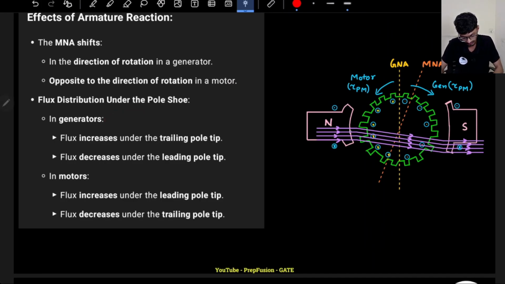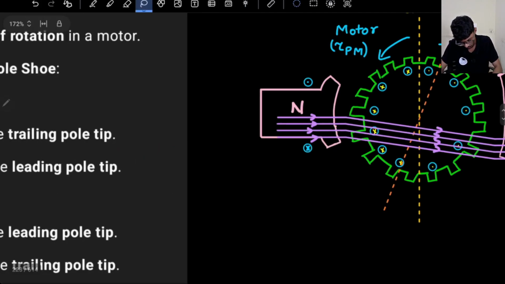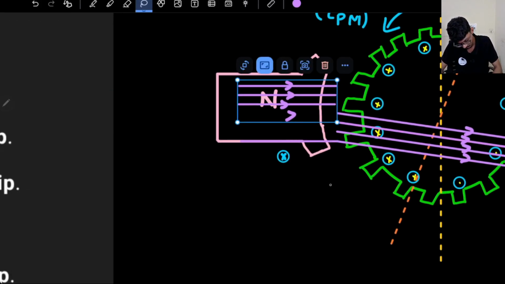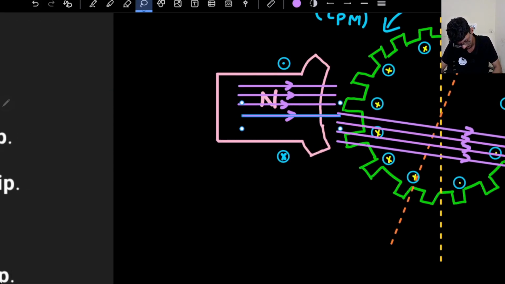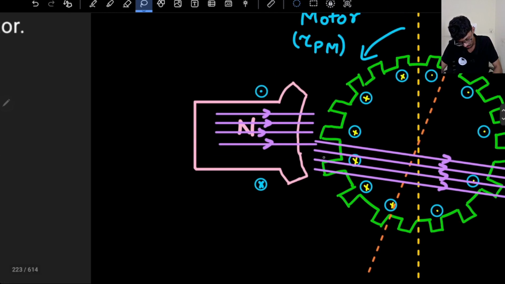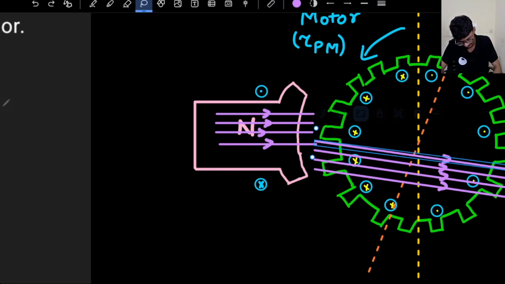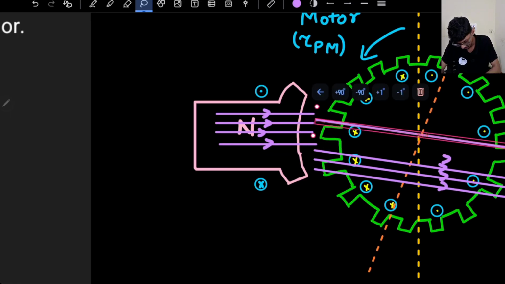So the resultant flux distribution is something like this, right? More flux goes downwards. So what I observe is, in case of generator, the flux increases under the trailing tips. Actually this should have been more top here, that is my bad, right? So what is happening ultimately is that the resultant flux direction will be somewhat like this, not this.